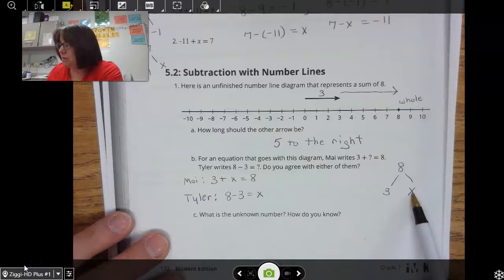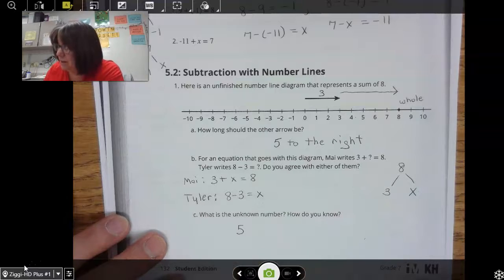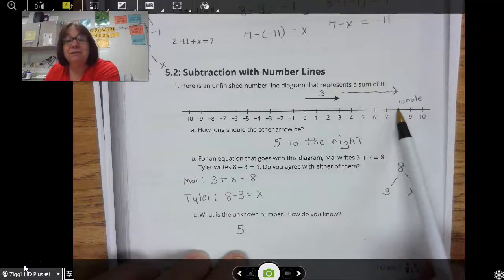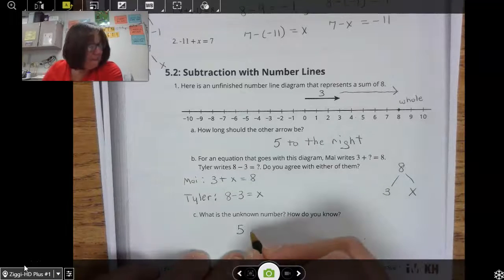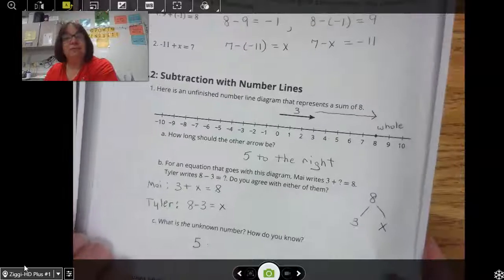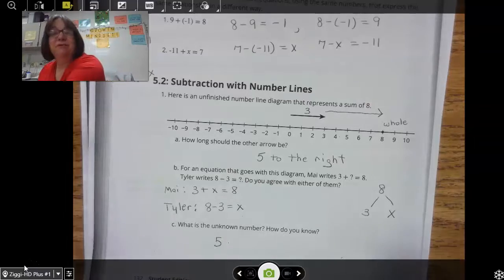What's the unknown number? Well, we know that 3 plus 5 is 8, so 5. How did we know? Because that's how many spaces there were between where we stopped at 3 and the 8, right? So it would be 5. Okay, pause the video if you need to, and make sure that you get your notes written down before you move on.